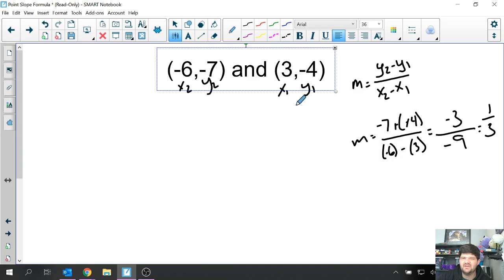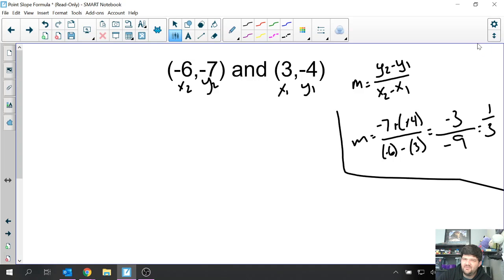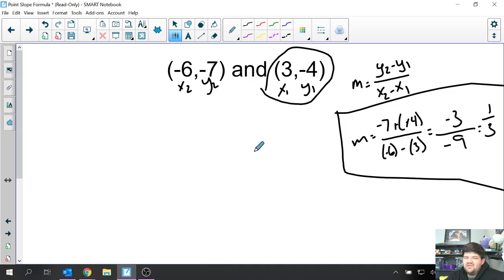And just to show you if you did this the other way, if you labeled these points the other way, some of you might have done that. You would have had negative 4 minus negative 7, which is a positive 3, and then 3 minus negative 6. So 3 plus 6 is 9. So you would have positive 3 over 9, which also reduces to 1/3. So either way you do it, it works out fine. So now we have the slope. You can choose either point that you want to work with. Just to stay consistent, I'm going to stay with what I had and use this point only because I already called it x1, y1, just to avoid confusion.